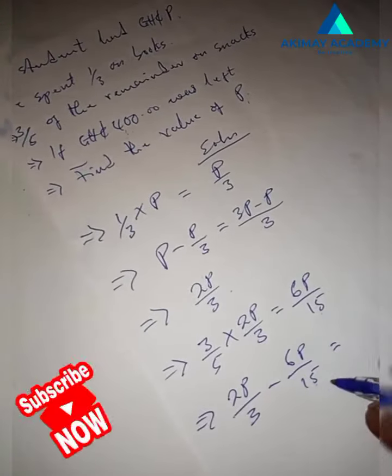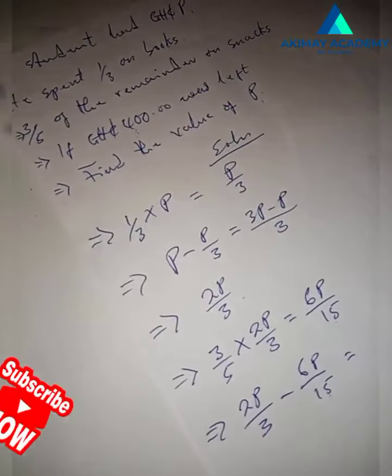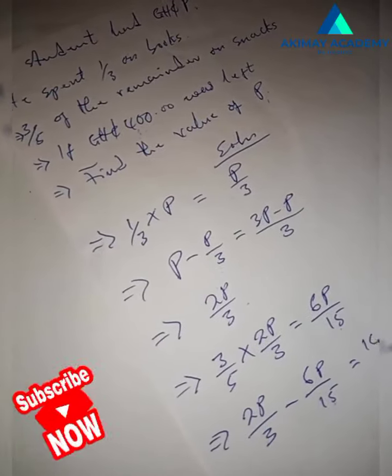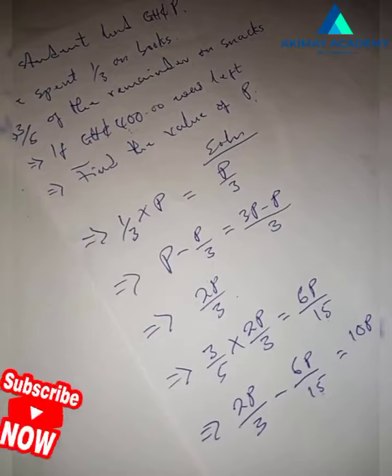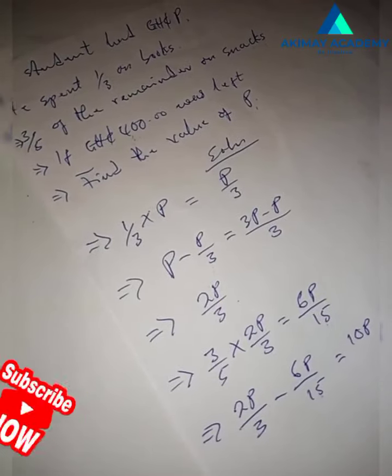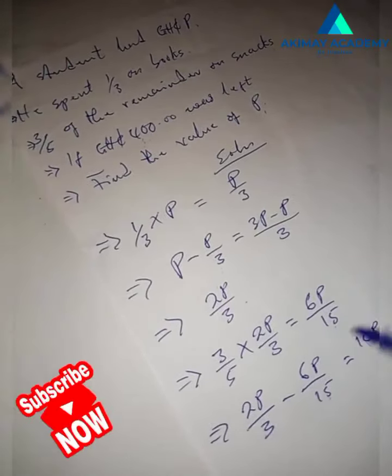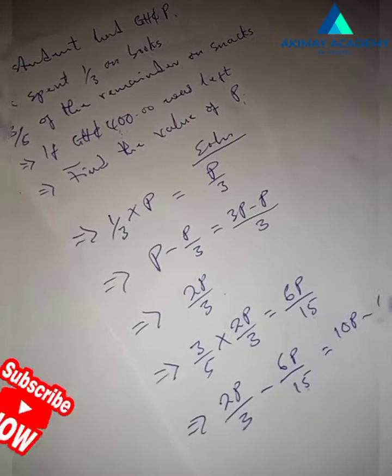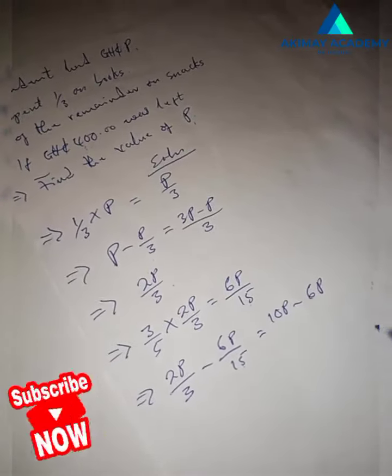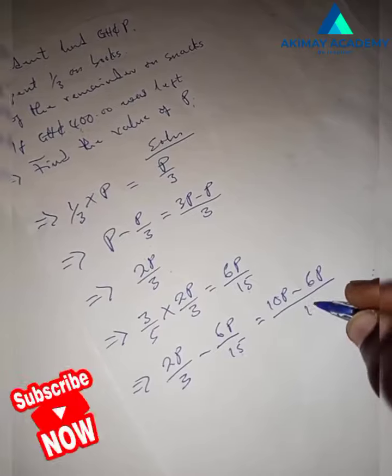3 will enter into 15 5 times. So 5 times 2 will give us 10p, minus 6p over here. Everything out of 15, which is the LCM.